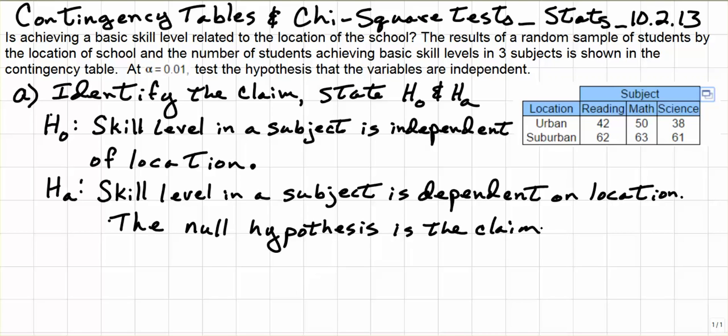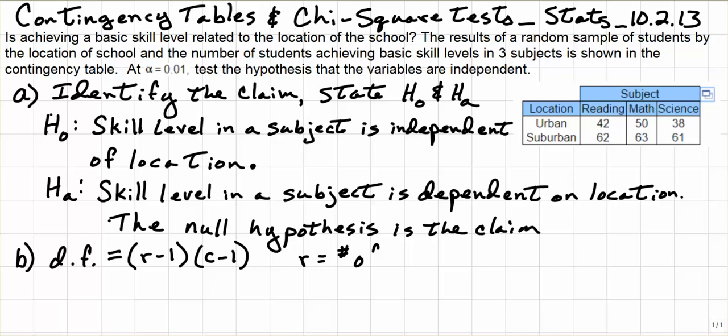The next thing that we need to do is determine the degrees of freedom, find the critical value, and identify the rejection region. So part B, degrees of freedom. Well, in this particular case, for degrees of freedom is equal to the following formula. And we're going to have R minus 1 times C minus 1. And this is going to be based off of the table. R is going to be the number of rows, and C will be the number of columns.